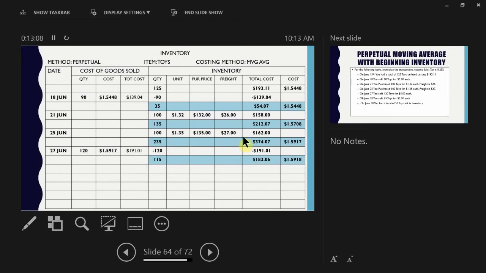And of course, I'm going to recalculate that. Notice this: my average cost per item has changed by 1/1000 of a penny. So the next time you sell something, whether in bulk or in the hundreds or thousands, that penny is going to make a difference.